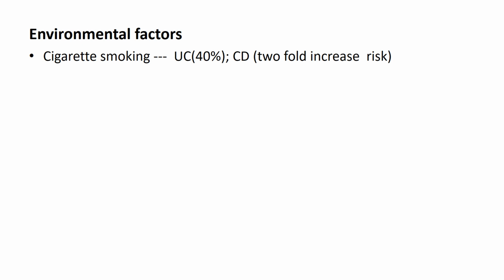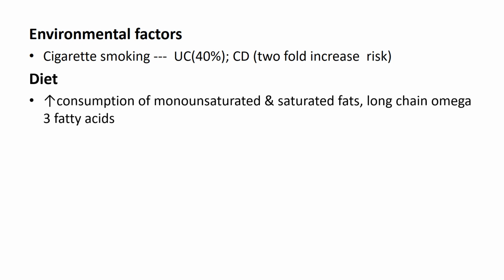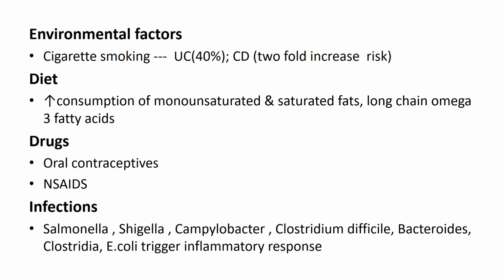Among environmental factors, there is cigarette smoking. In ulcerative colitis the risk is about 40%, and in Crohn's disease the risk can be increased twofold. When talking about diet, increased consumption of monounsaturated and saturated fats and long chain omega-3 fatty acids also increases the chance for this type of disease. In drugs, oral contraceptives and NSAIDs carry a chance of developing these diseases, and some infections like Salmonella, Shigella, Campylobacter, Clostridium difficile, Bacteroides, Clostridia and E. coli trigger inflammatory responses. These are all factors which can lead to inflammatory bowel diseases.